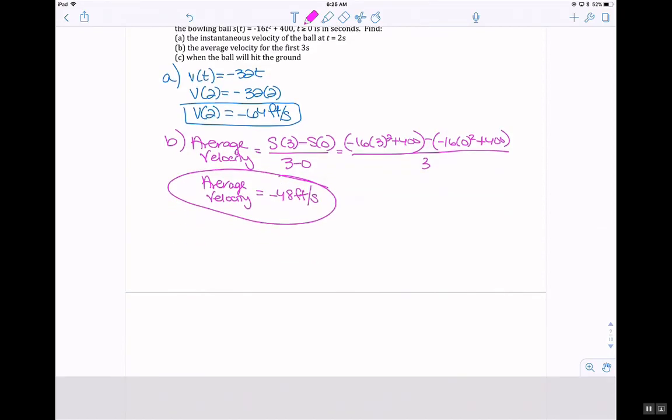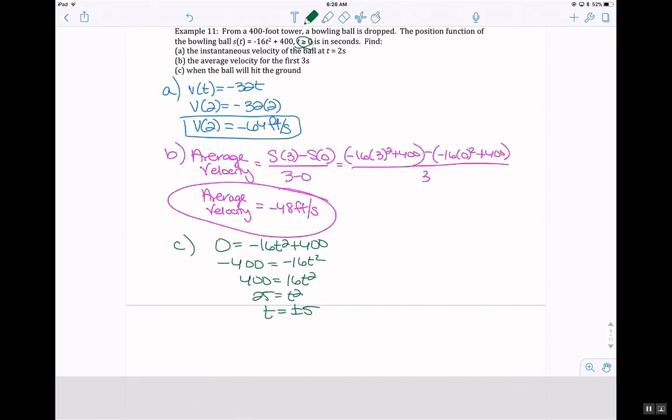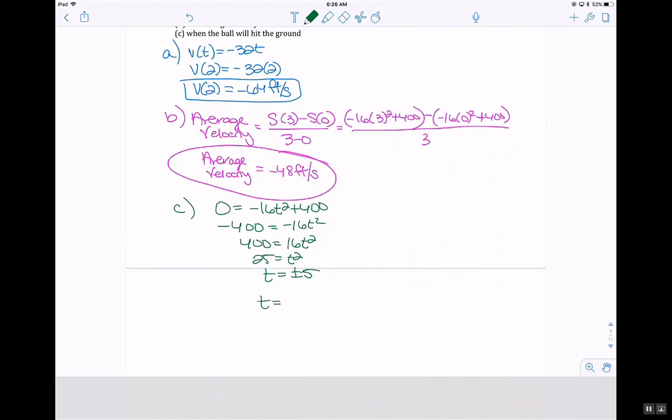When will the ball hit the ground? Ball will hit the ground when the position is equal to 0. So 0 is equal to -16t squared plus 400, so -400 is equal to -16t squared, so 400 is equal to 16t squared. Divide both sides by 16, so 25 is equal to t squared, so t is equal to plus or minus 5, but t has to be bigger than 0, no negative time, so t is equal to 5 seconds. Okay? And that is it for this lesson.